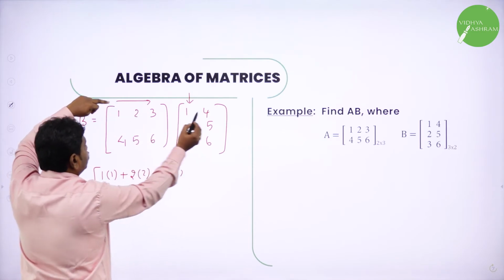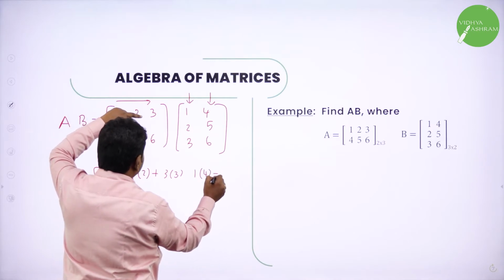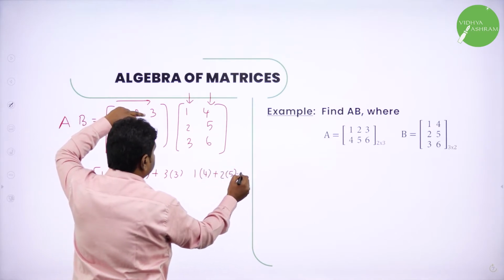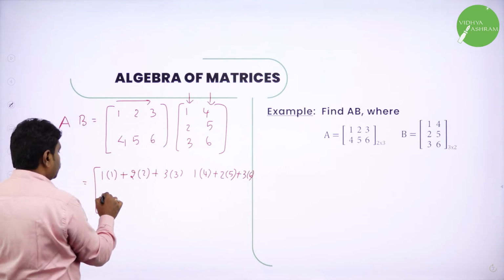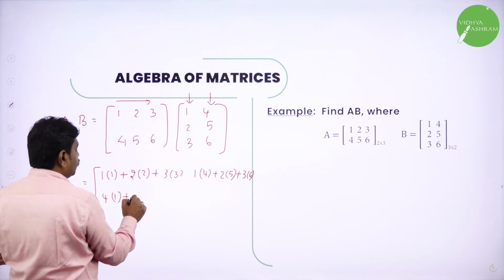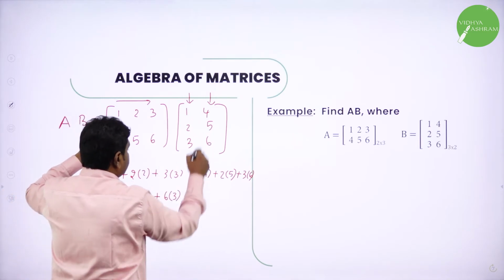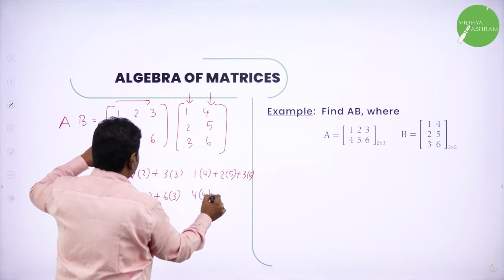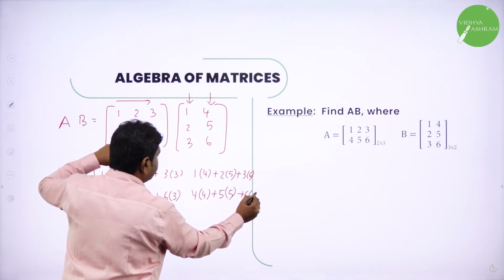Similarly, do first row with second column, that is 1 into 4 plus 2 into 5 plus 3 into 6. Then second row with first column, 4 into 1, 5 into 2, 6 into 3. Second row with second column, 4 into 4 plus 5 into 5 plus 6 into 6.